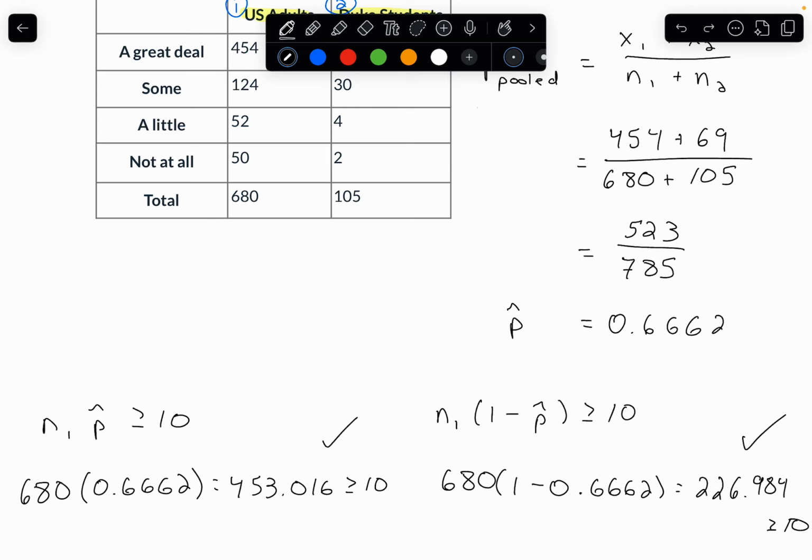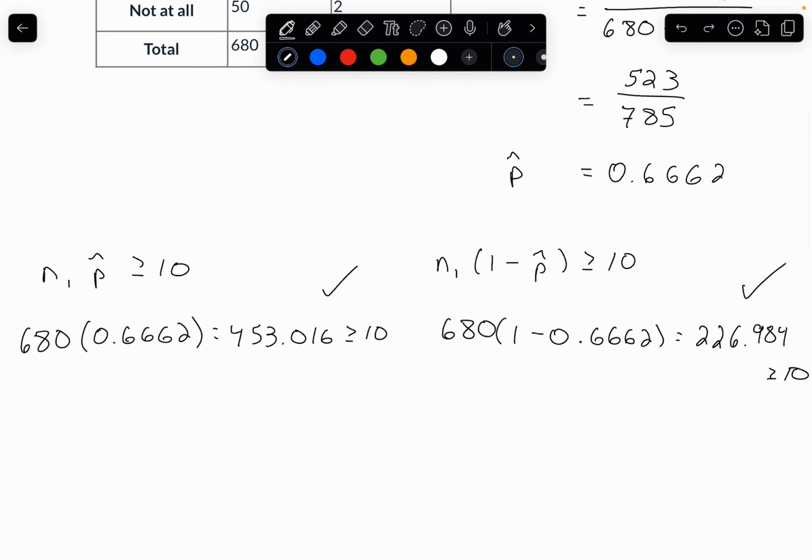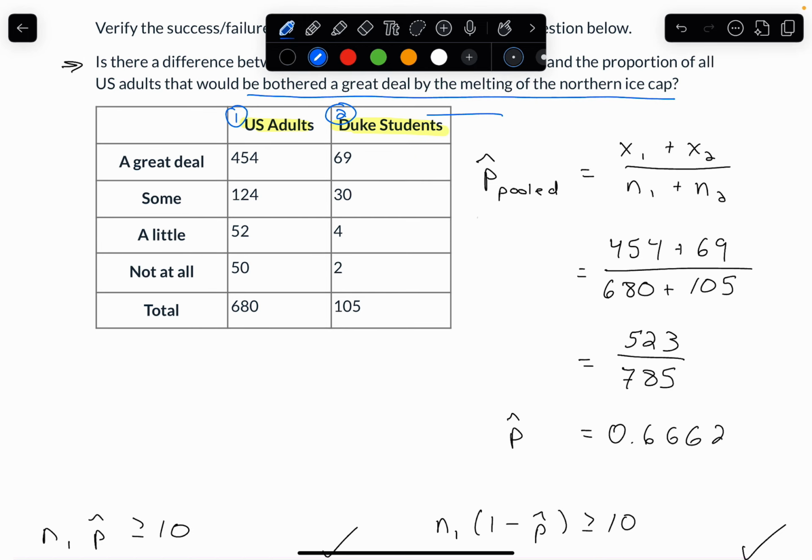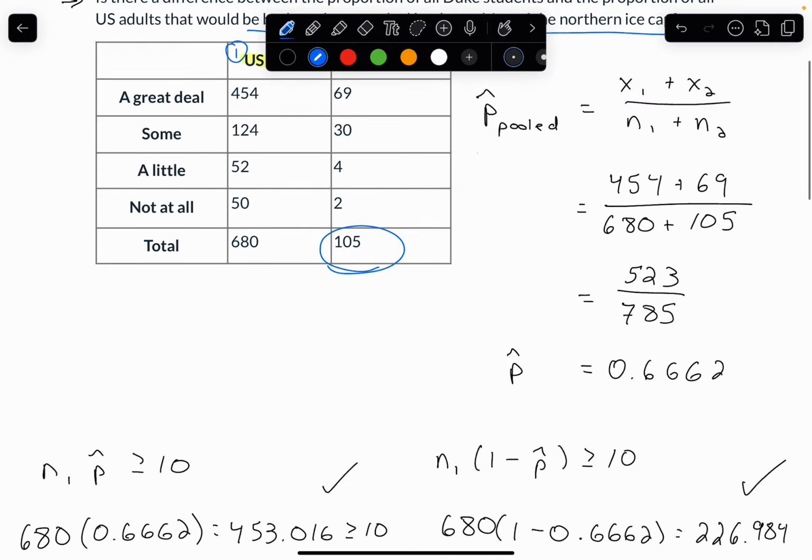So I verified the success failure conditions for my first sample of 680. Now I need to do the exact same thing for sample 2. So I'm going to be checking N2 times p-hat. Is that greater than or equal to 10? And N2 times 1 minus p-hat. Is that greater than or equal to 10? N2 in this problem, remember, our Duke students were group 2, so our sample size is going to be 105.